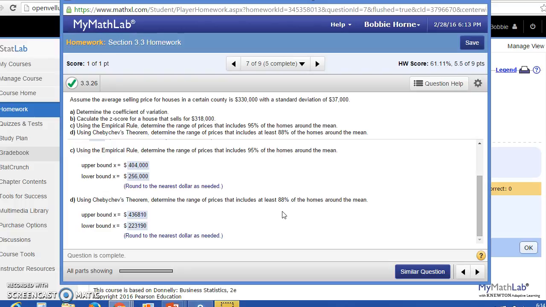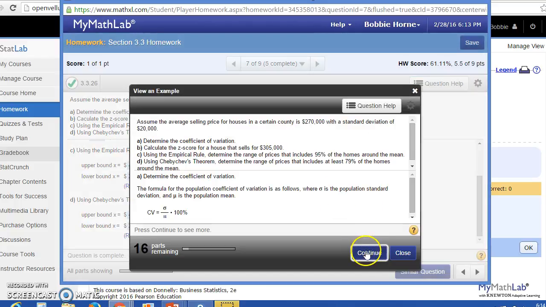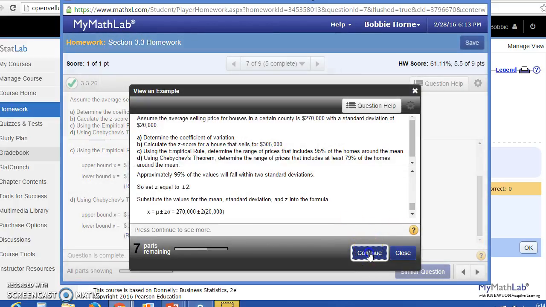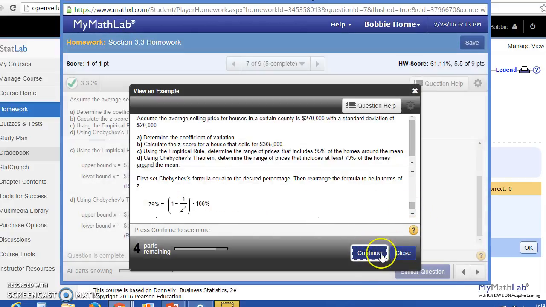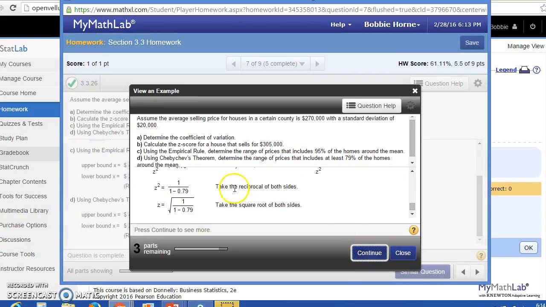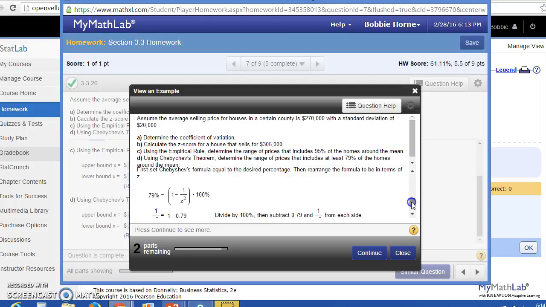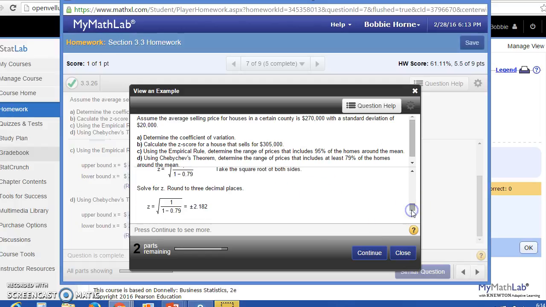root. So you can look at your question help. You can view an example if you forget how to do this, because these are a lot of formulas and you will not see quite as many formulas on your test as you do on your homework. But if you look here and you have a percent, you can take your percent, and for example here our percent was 0.79, so you can take 1 divided by 1 minus 0.79 and take the square root. So that is basically how you get your z value.